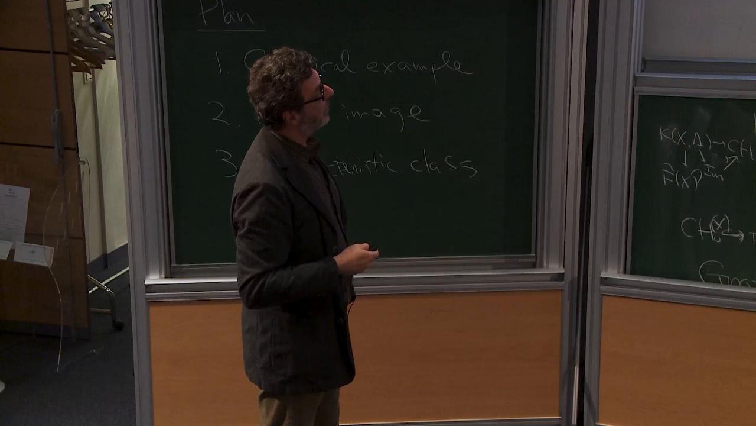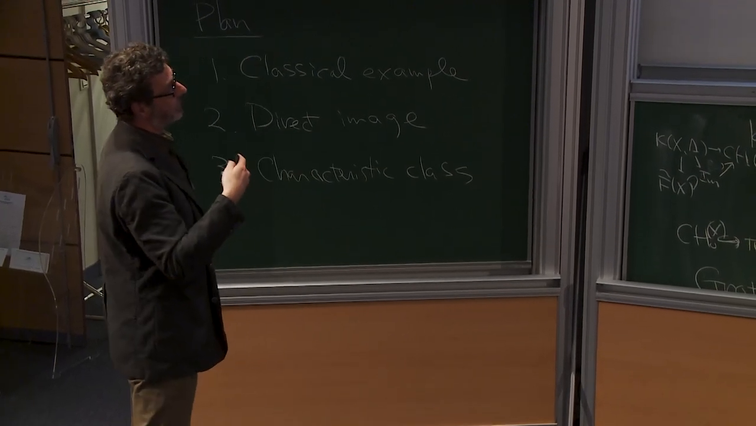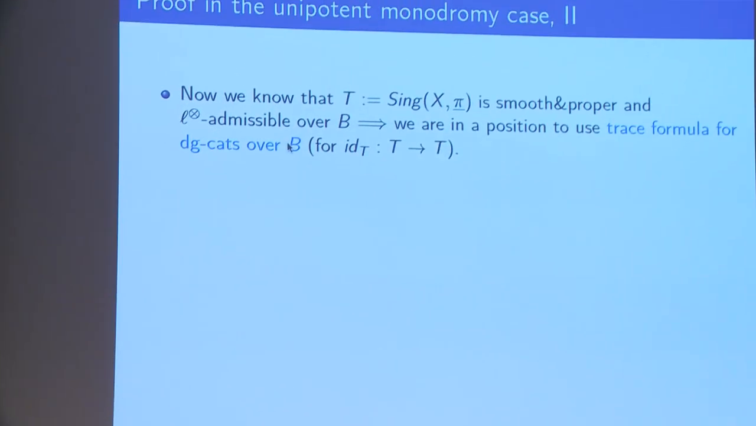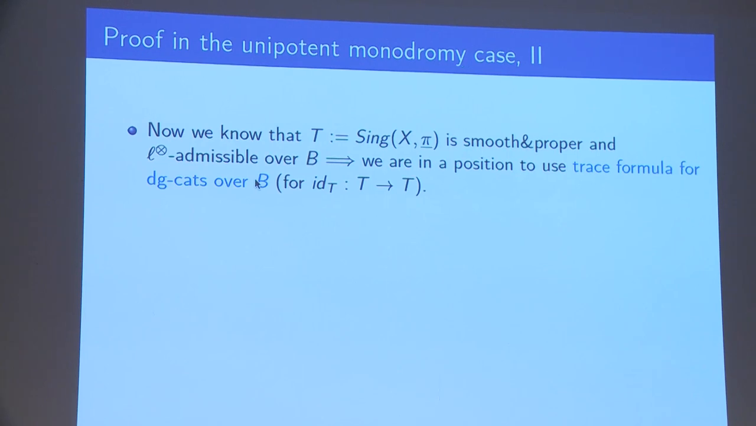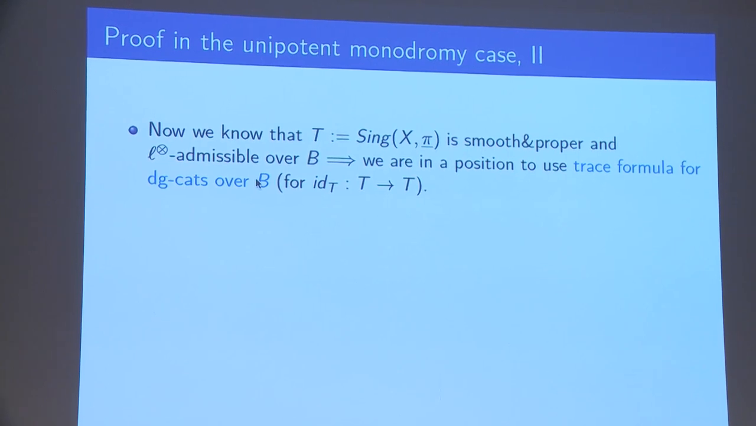Now at this point you have all the properties. So T is smooth and proper, and admissible over B. So we can use the trace formula for dg categories. And we use it in the easiest case, when the endomorphism F is just the identity of T.